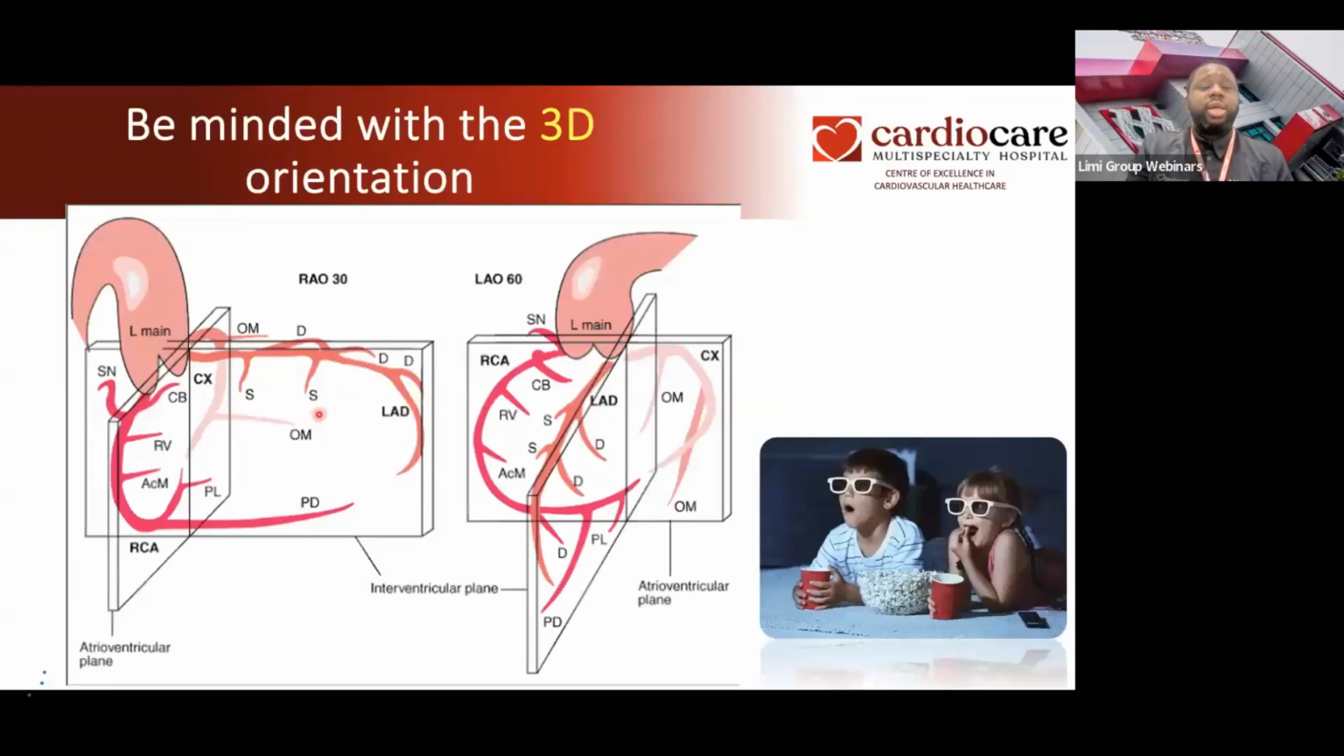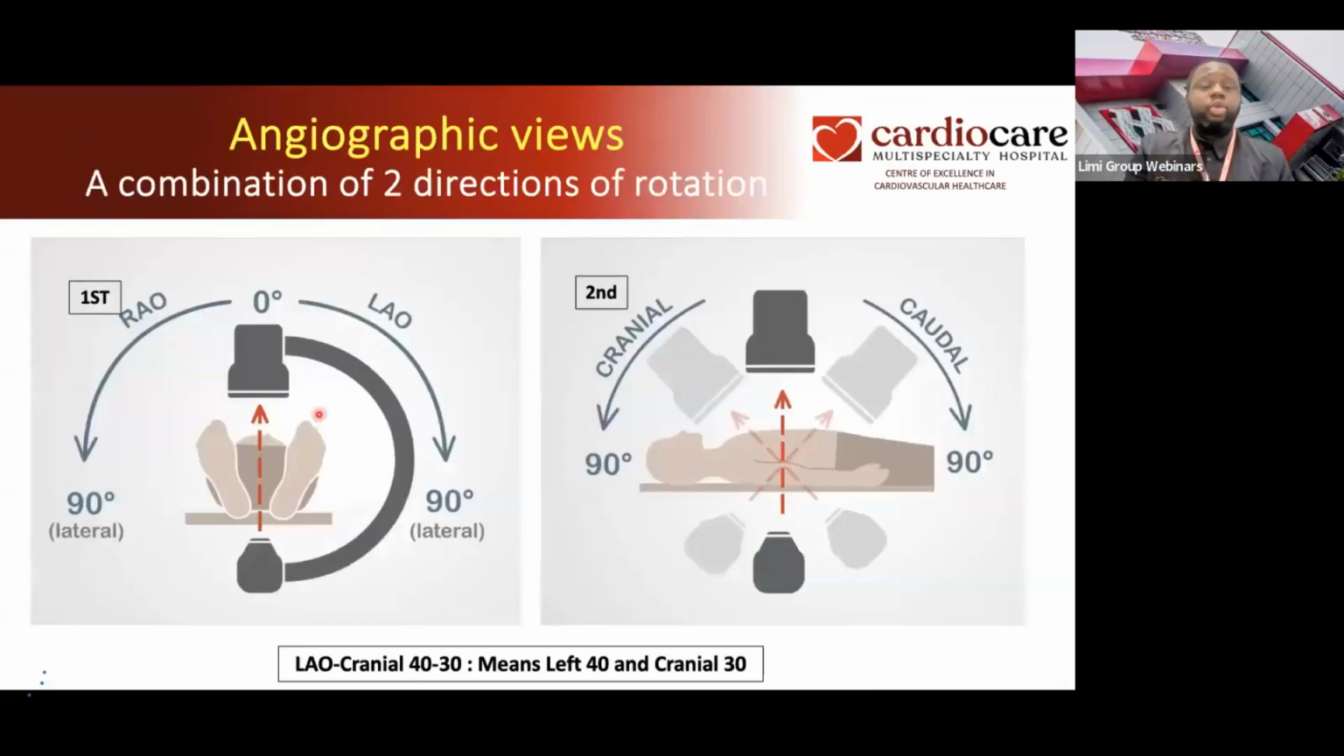We typically make sure that we do a combination of views. Now, when we are doing the views, it's either left or right. For the left, we call it LAO. I'm joking. But left is LAO, right is RAO. Then whether it is towards the patient's head or towards the patient's leg. If towards the patient's head, we say it's cranial. If towards the patient's leg, we say it's caudal.